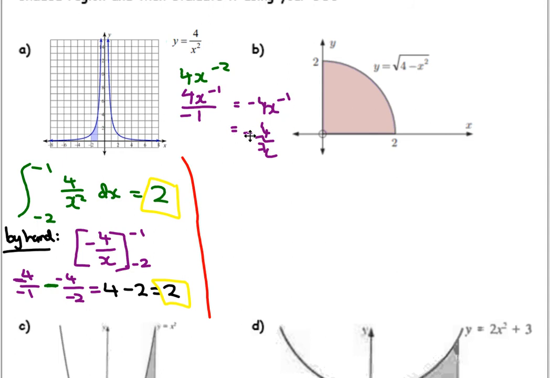Yes, Laura? Sarah, can I borrow your calculator charger? Okay, yep, so that's fine.